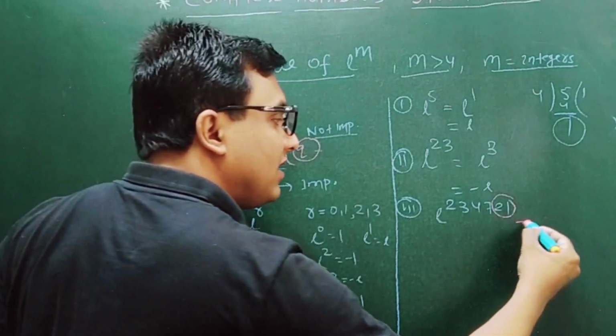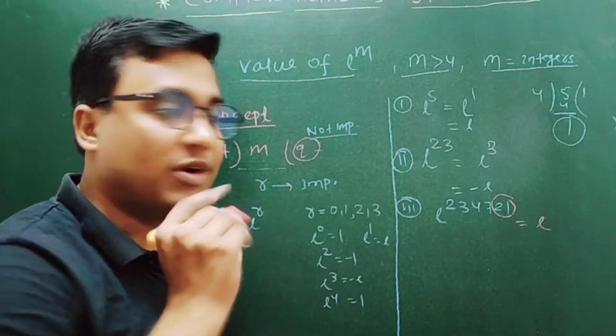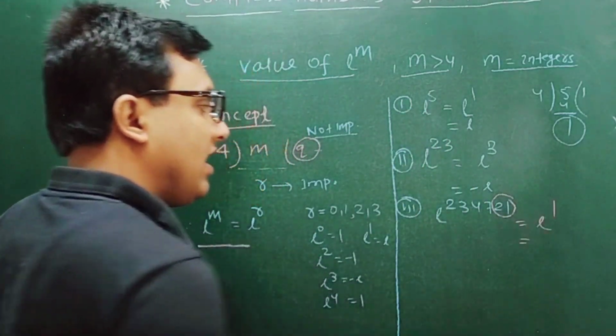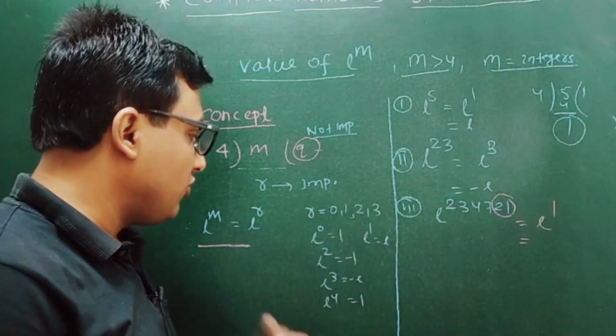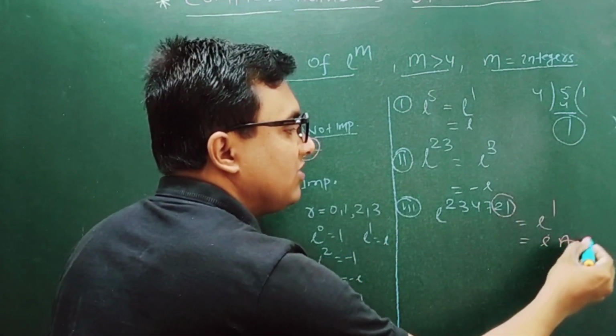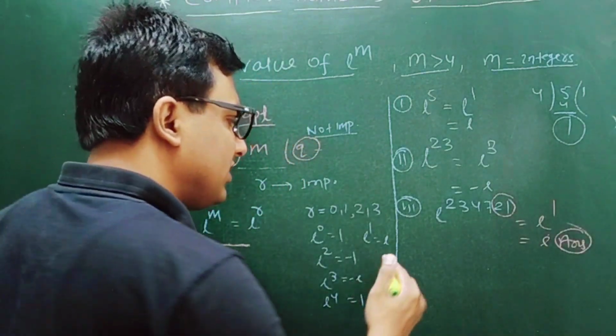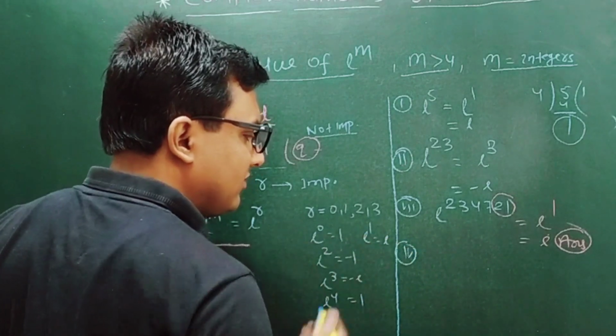What is the remainder? 21 divided by 4, we get remainder 1. Iota to the power 1 is equal to what? Iota. It is your final answer. Understand?